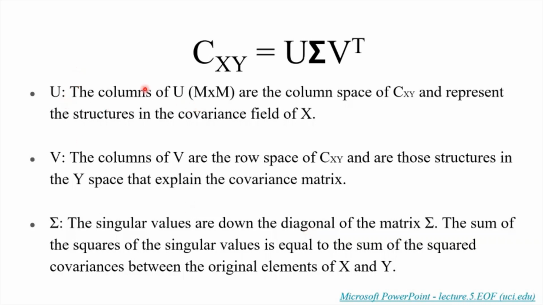The columns of U are the column space of the covariance matrix and represent the structure in the covariance field of X, while the columns of V are the row space of the covariance matrix C_XY and are those structures in Y space that explain the covariance matrix. So this is how U and V are different from what they are in EOF. And sigma is the diagonal matrix. The diagonal values are the singular values. The sum of the squares of the singular values is equal to the sum of the squared covariance between the original elements of X and Y.